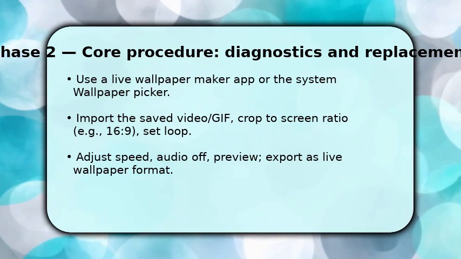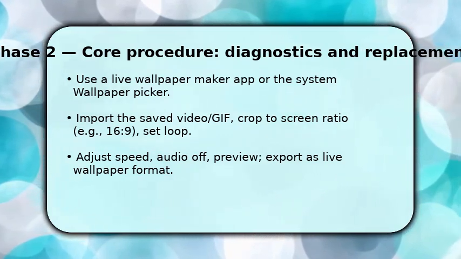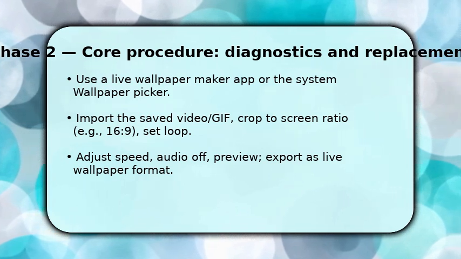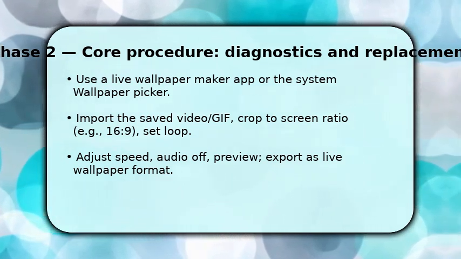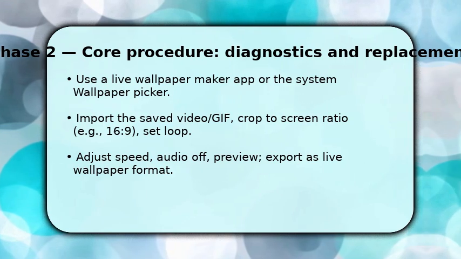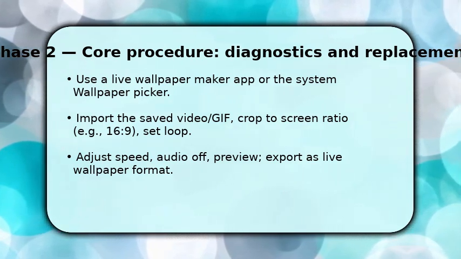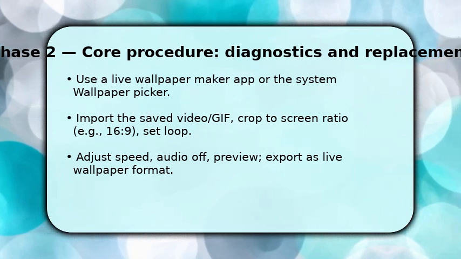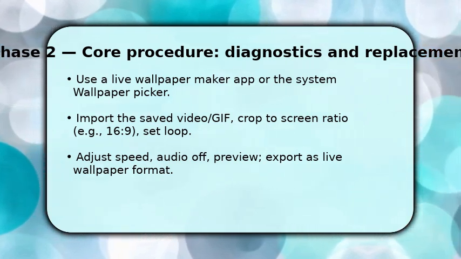Next, open a live wallpaper maker or the built-in wallpaper picker and import the saved video/GIF. Crop to your screen ratio. For most phones, that's 16:9, and set the loop behavior so it repeats smoothly. Make adjustments like playback speed and disable audio.